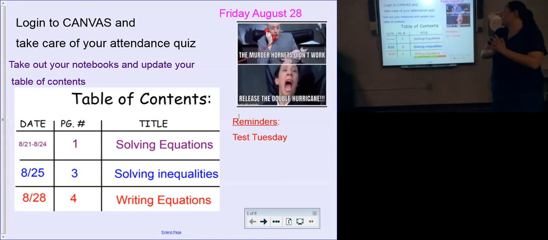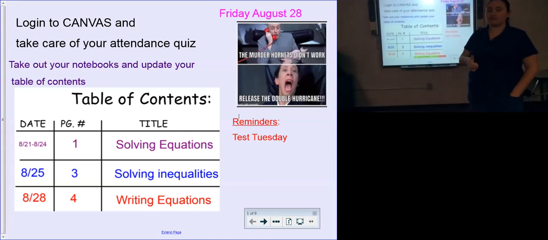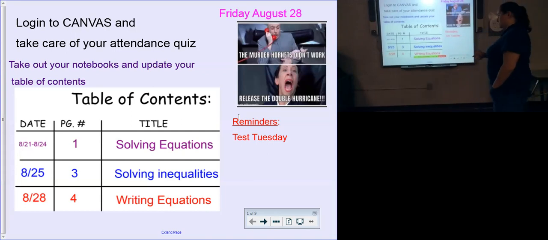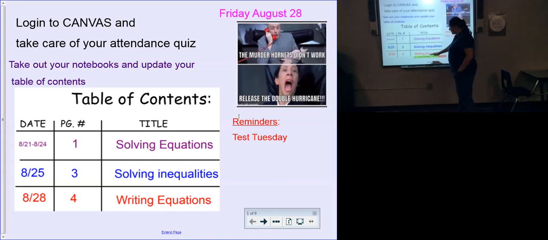Guys, so today we're talking about writing equations. As usual, you should have your attendance quiz done and go ahead and update your table of contents to now have the third title of notes that we're doing, writing equations. Reminder that we do have a test coming up next week on Tuesday.